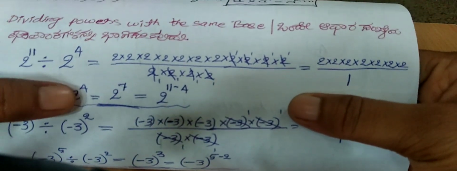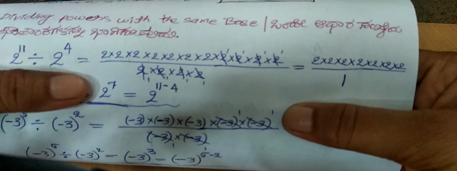2 to the power 11 divided by 2 to the power 4 is equals to 2 to the power 7.